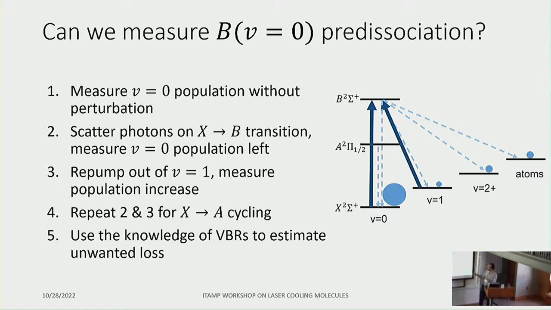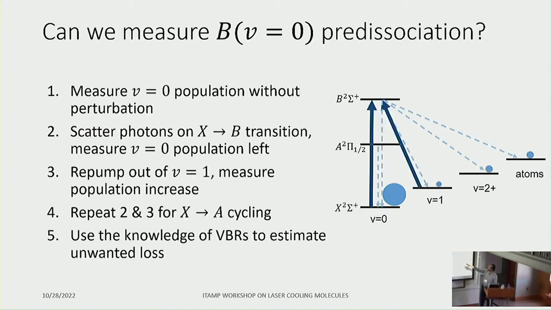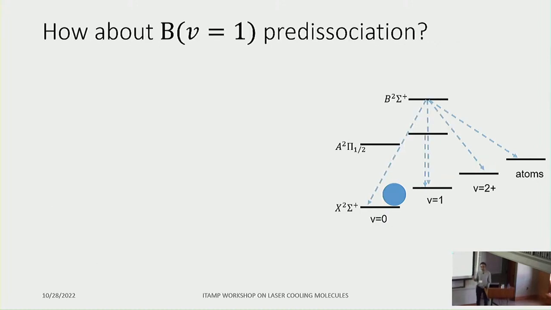So this is kind of like the basic idea of this measurement. Now you can do the same measurement for the v equals 1 state, and this was actually motivated. In the beginning, we had no reason to believe that the v equals 0 state and v equals 1 state would be wildly different in their predissociation. But we got some very interesting input from our theory collaborators that this might be more predissociative.